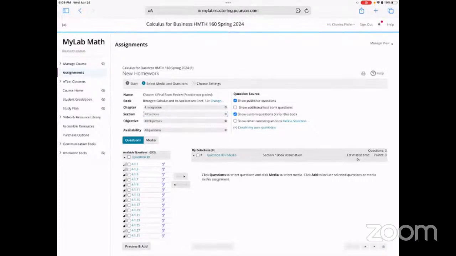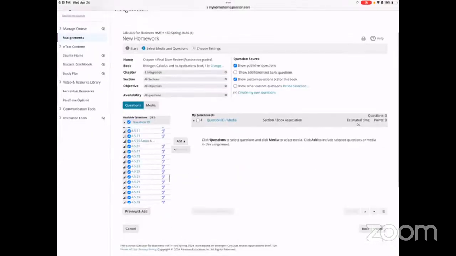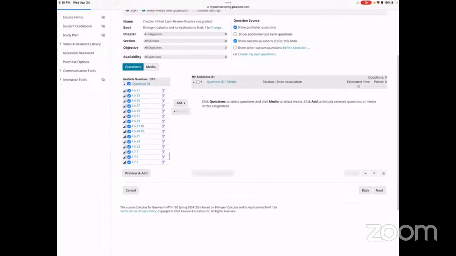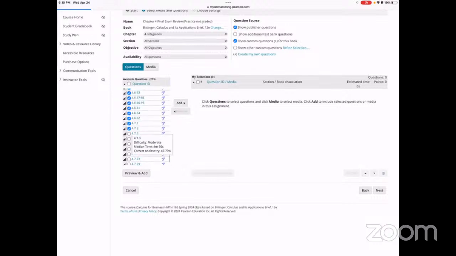I'm gonna do all. Now I know that last section we didn't do. You're not responsible for it. So I can remove all of these. 2, 3, 4, 5, 6, 7, 8, 9, 10, 11, 12, 13, 14, 15, 16, 17, 18. So that's 18. We need like 42 more.